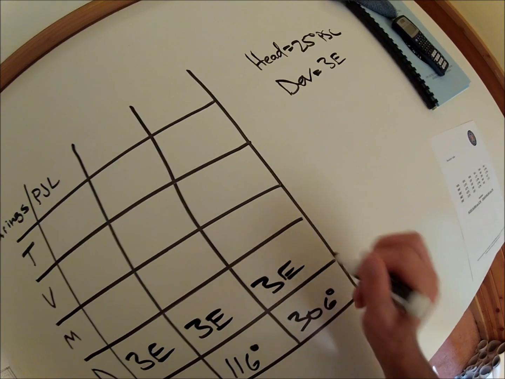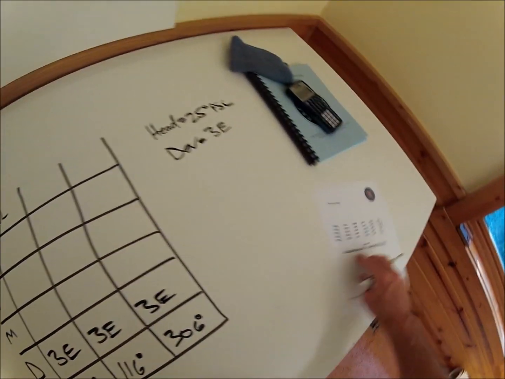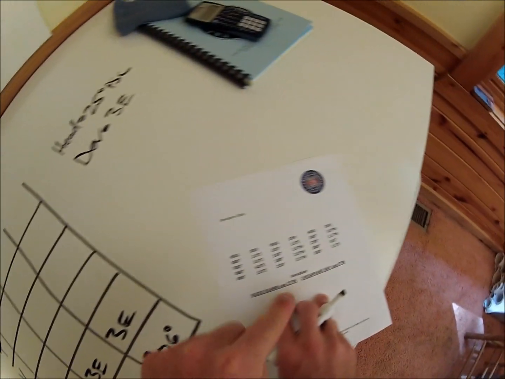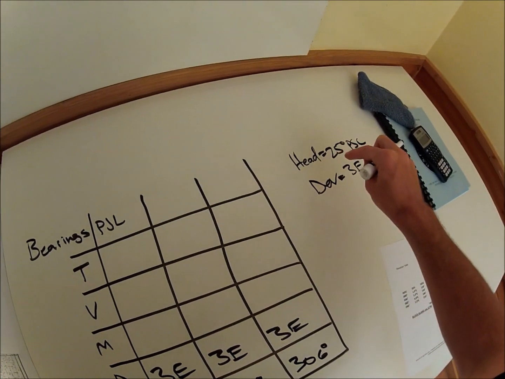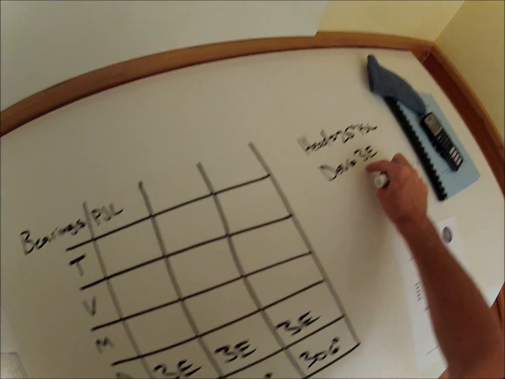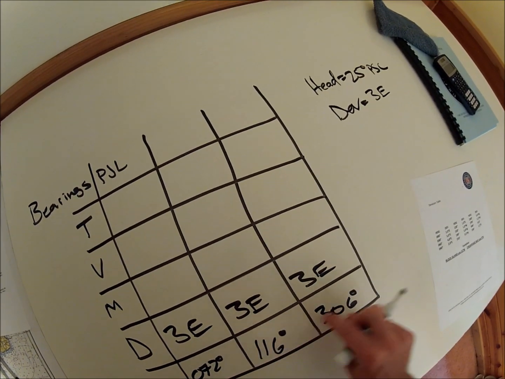This is interesting. This is where people usually mess up. They say, all right, 072, they go to their chart. 116, go to their chart. 306, go to their chart. That is not how you do it, because deviation is dependent on heading alone. So from the heading, you get a deviation. You apply the deviation to each of these 3 bearings.